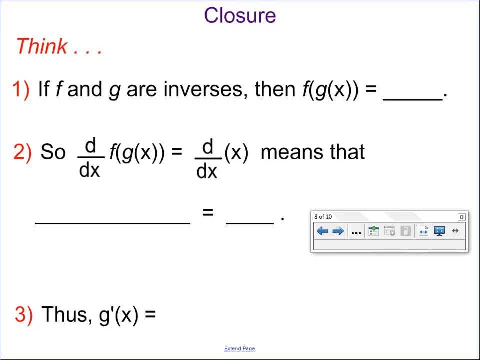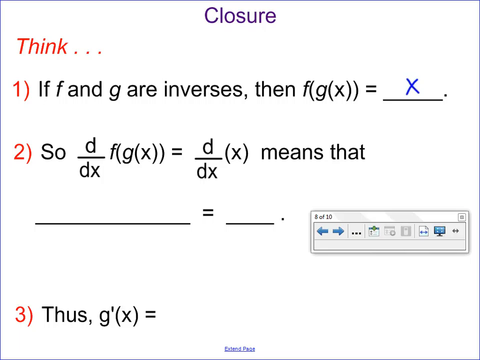Okay, go ahead and share your response with the whole class. Number 1, if f and g are inverses, then f of g of x equals, Riley? X. Did you get the same thing? Yes? Advanced algebra. So the derivative with respect to x of f of g of x then equals the derivative with respect to x of x. Which means that blank equals blank. There we go. Let's differentiate.